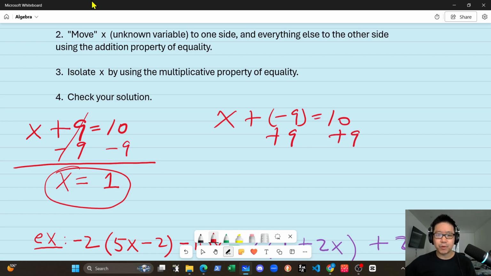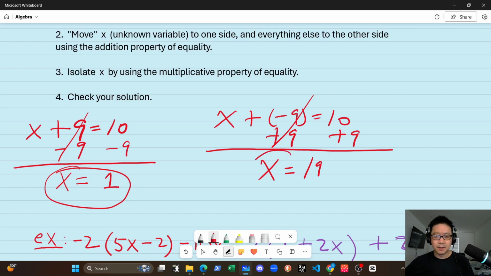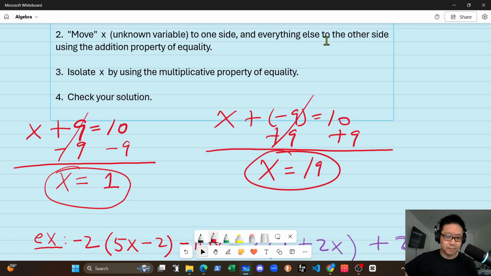Okay? Notice we are simply doing the opposite of whatever the number is. So if we have x plus 9, we're subtracting 9 from the left side and the right side. Here we have negative 9, so we add 9 to both sides. So when we do that, we end up with just x on the left, and 10 plus 9 is 19, giving us an answer of 19.